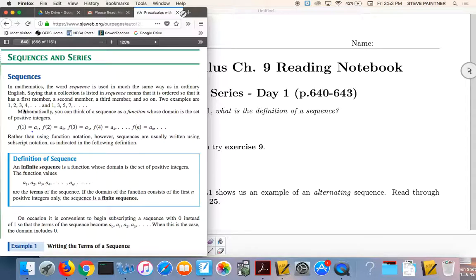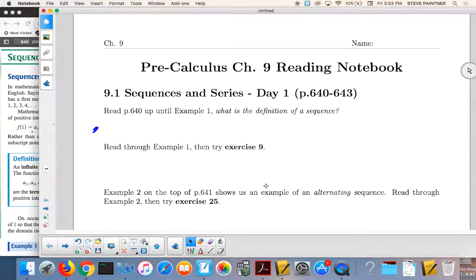Mathematically, you can think of a sequence as a function whose domain is the set of positive integers. So really, sequences are functions that take the integers to a particular set of numbers. The functional definition is a little more complicated, because at the core of it, a sequence is just an ordered list of numbers. And so that's what I'm going to write down for my definition: a sequence is an ordered list of numbers.